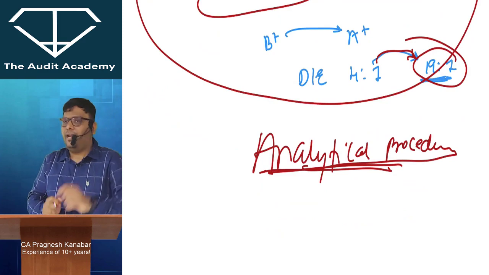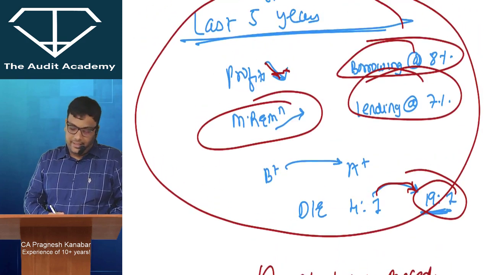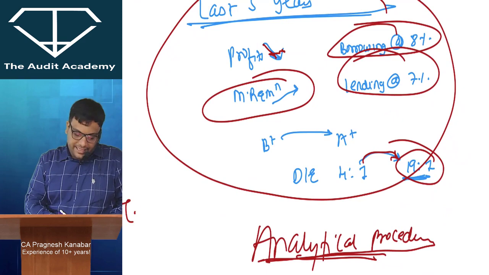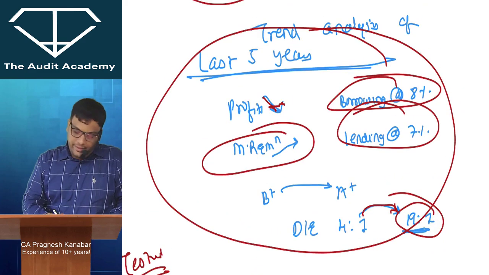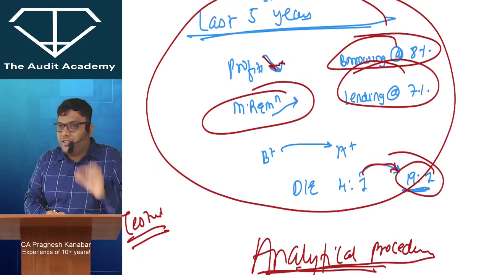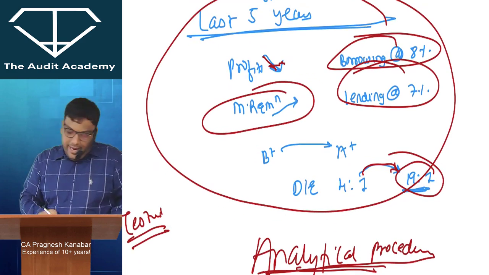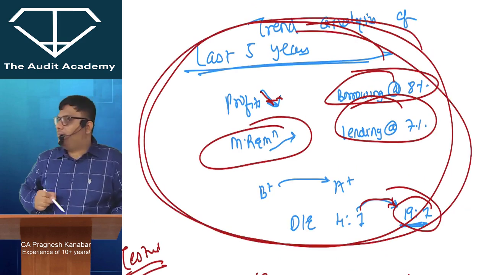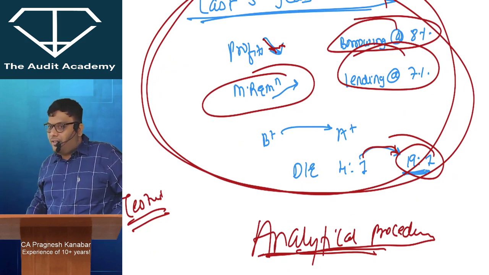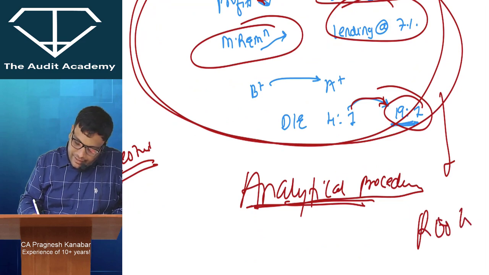Now listen to me. Analytical procedure and substantive analytical procedures are two different concepts. Tell me, when do you use the word substantive? When you are testing something. In this entire analytical procedure, I was not testing anything. I was just trying to understand the entity's financial performance. And by this analytical procedure, which item have you tested? Nothing. But can I say you came to know that there is a risk of fraud in this entity? Yes or no?